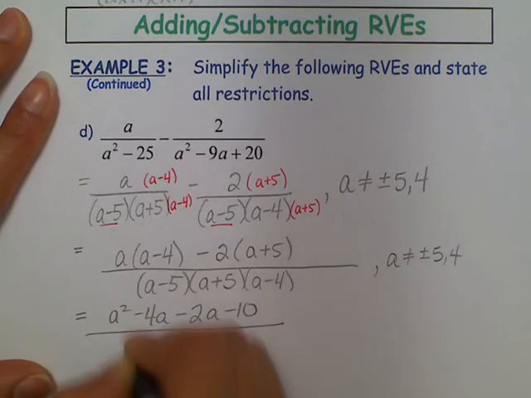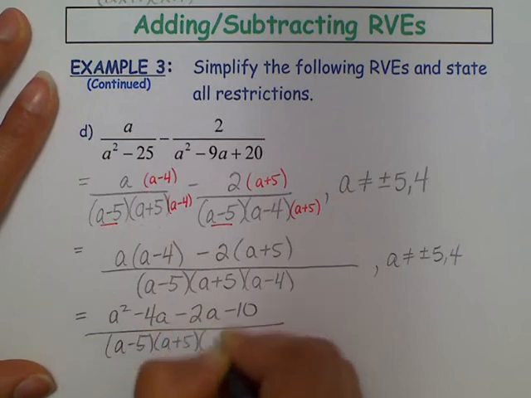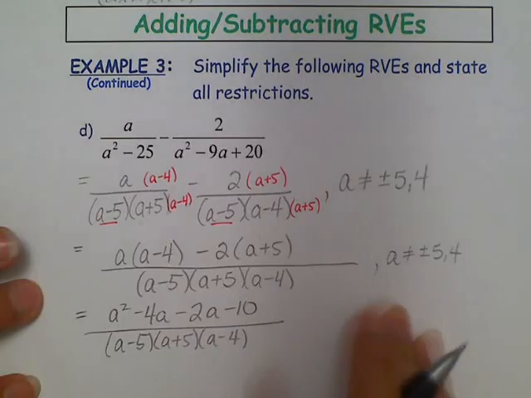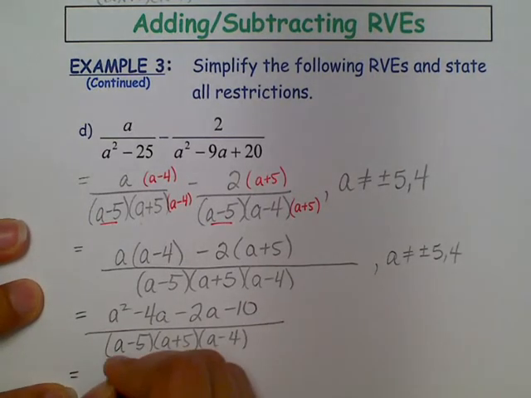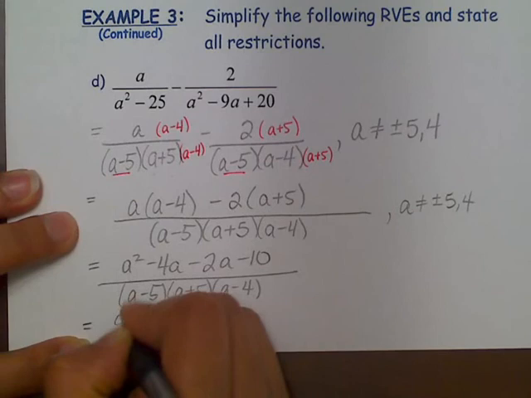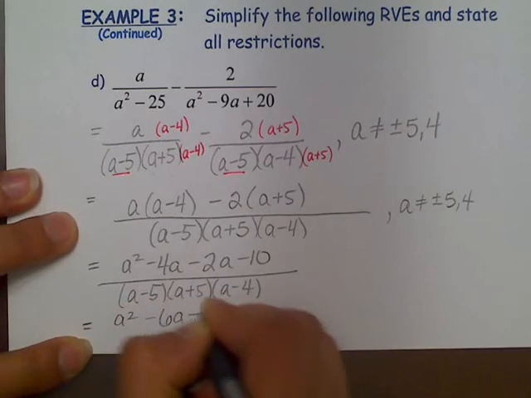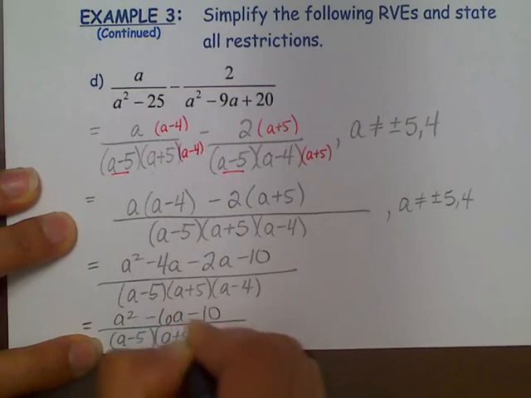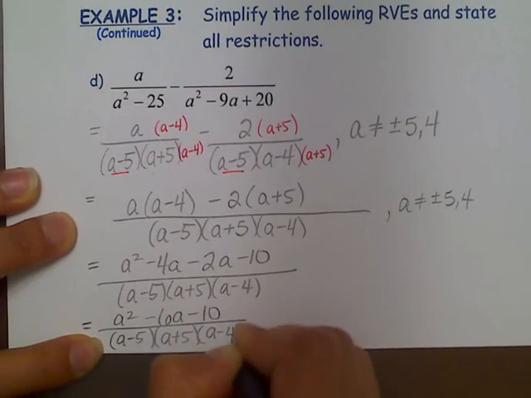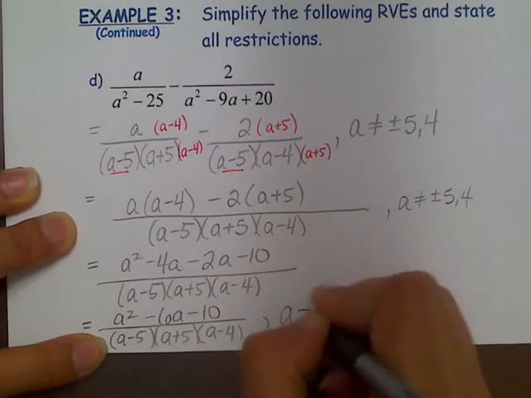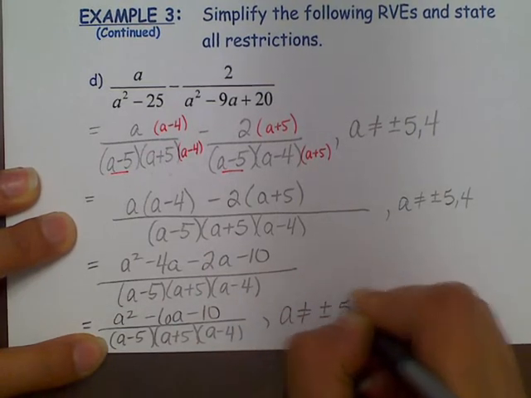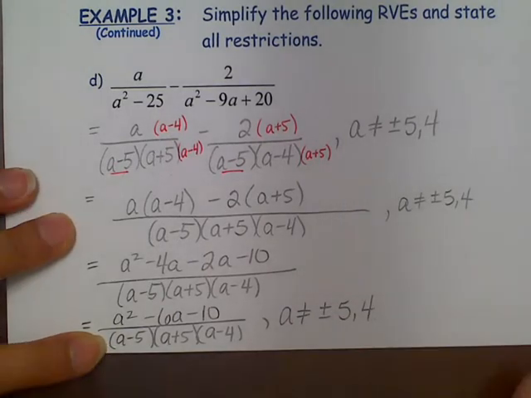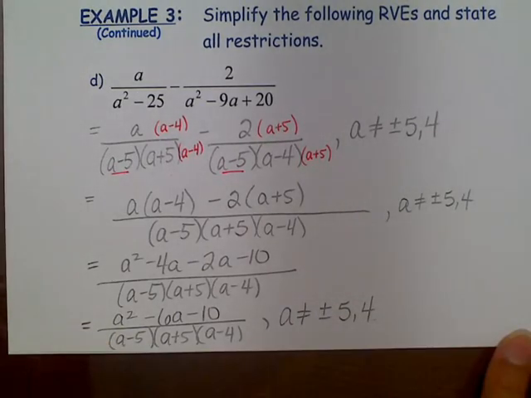I get a squared minus 4a minus 2a minus 10. And then I have all my factors just like I did before. And then if I simplify, I get a squared minus 6a minus 10 all over a minus 5, a plus 5, and a minus 4. And in the last step, always remember to write your restrictions. A cannot equal plus or minus 5 and 4. And that's it.